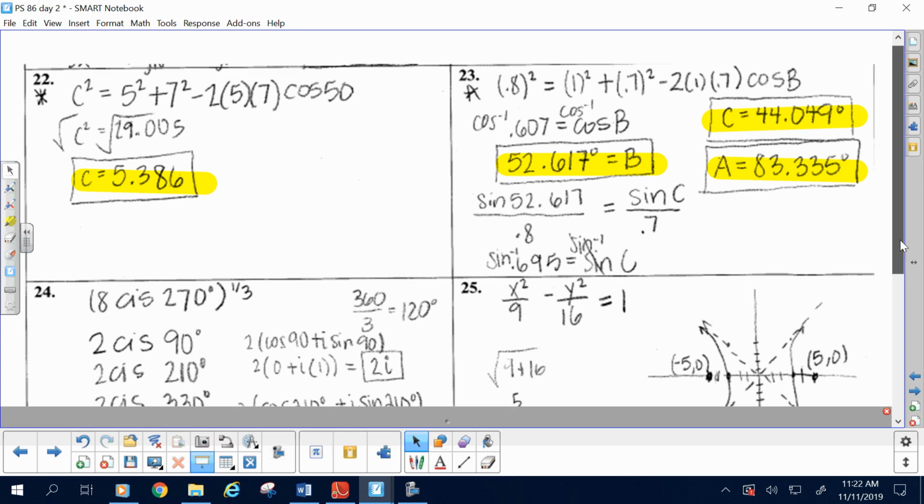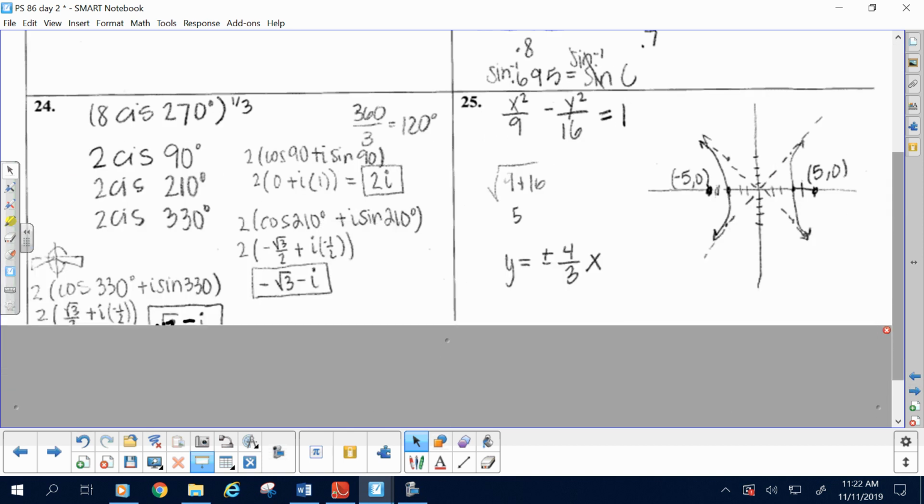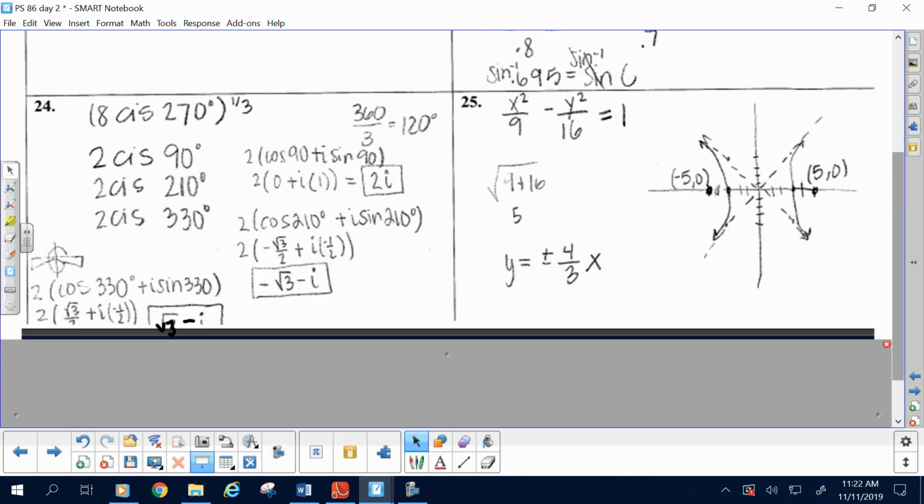Number 24 is 2i, negative root 3 minus i, and I think that says positive root 3 minus i. All right, 25. You have one that's two negatives and one that's positive negative.